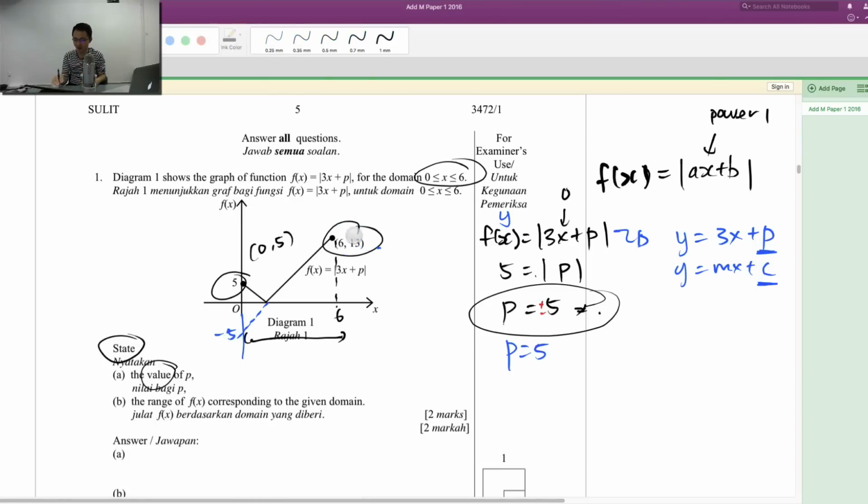I mean, if you want to find P, because it's just one mark, you don't need to do so much working. You should be able to straight away write the answer. And then they ask you to find the range. Range is very easy. Range actually means the y-axis.